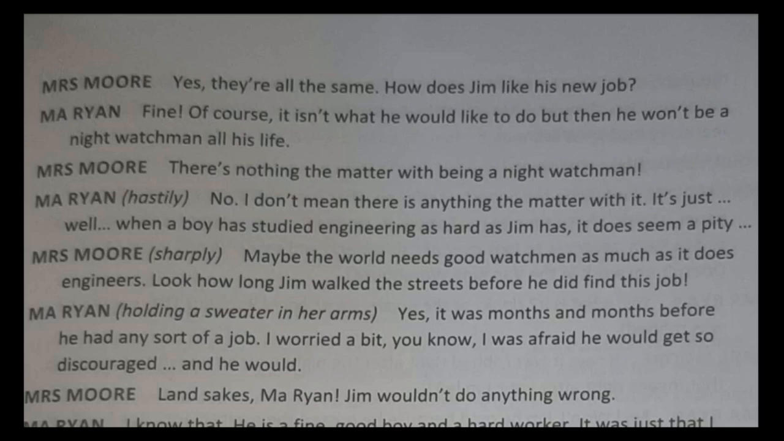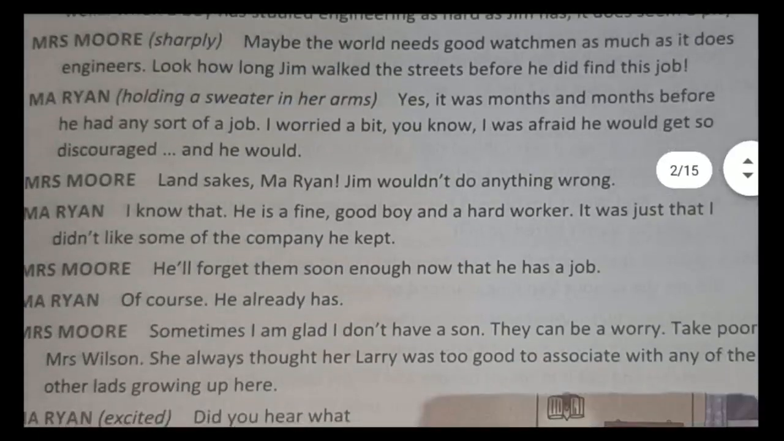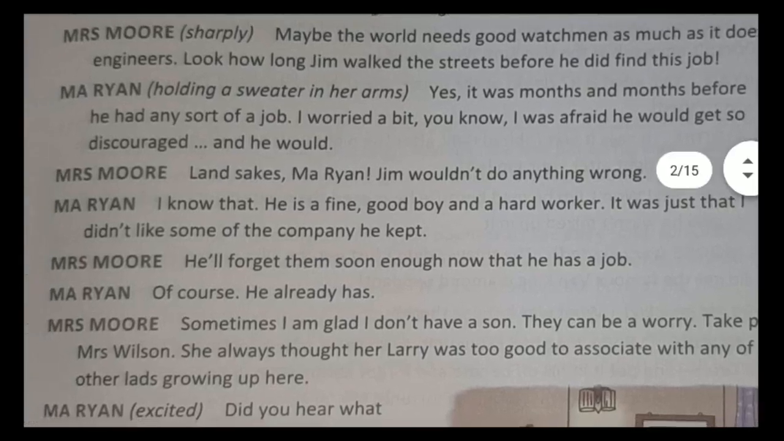Now, Marianne said, "Oh yeah, a month back or before that, he was not having any sort of job. He may lose his courage. He may get frustrated or he can do anything. But now, finally, he has a job. It's a good sign." Mrs. Moore said, "Land sakes, Marianne, Jim wouldn't do anything wrong." Now, as we know, when someone gets frustrated or depressed, they can do whatever they want because their senses are not working at that time, and it's really difficult for them to survive in that condition.